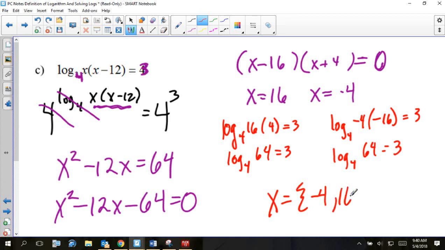If one of them was negative, like if I had log base negative 64, you'd have to reject it. It would be extraneous. You can't have log of a negative number. We just have our two solutions.